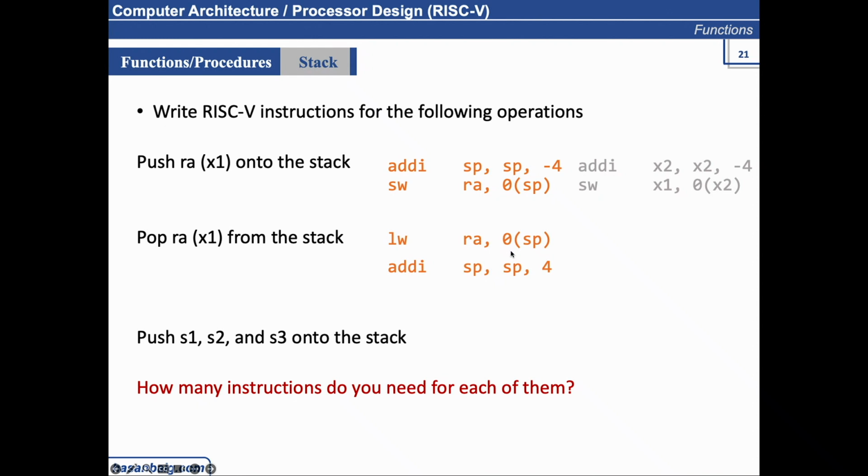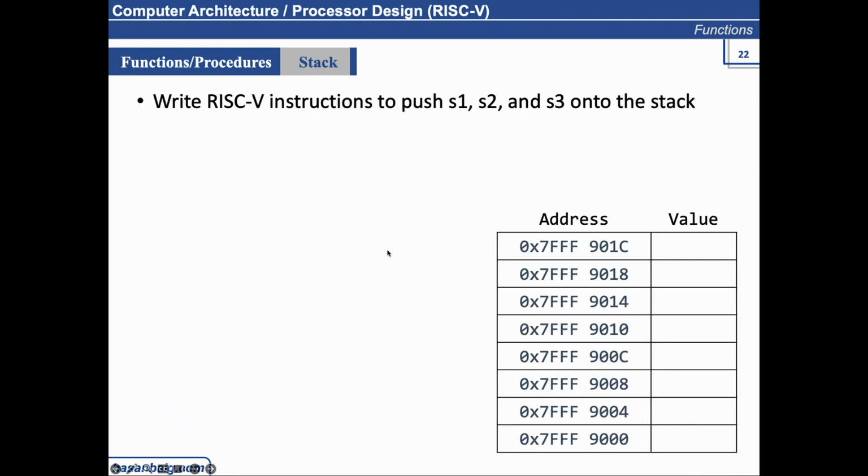When you have to pop, you first load the value from the top of the stack and then update the stack pointer to point to the other element that is now the top of the stack. For this one, how many total instructions do you need to execute? Let's try doing it in the next slide.